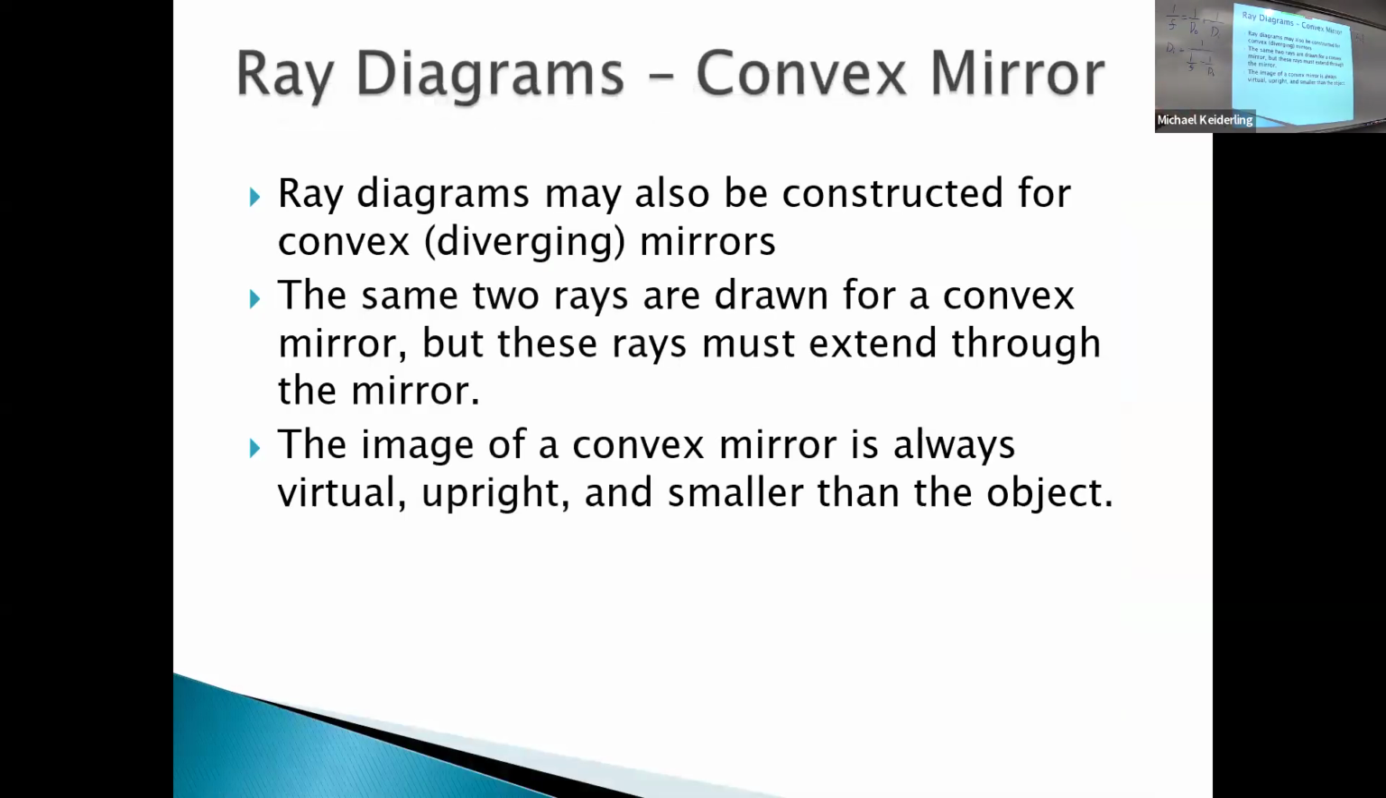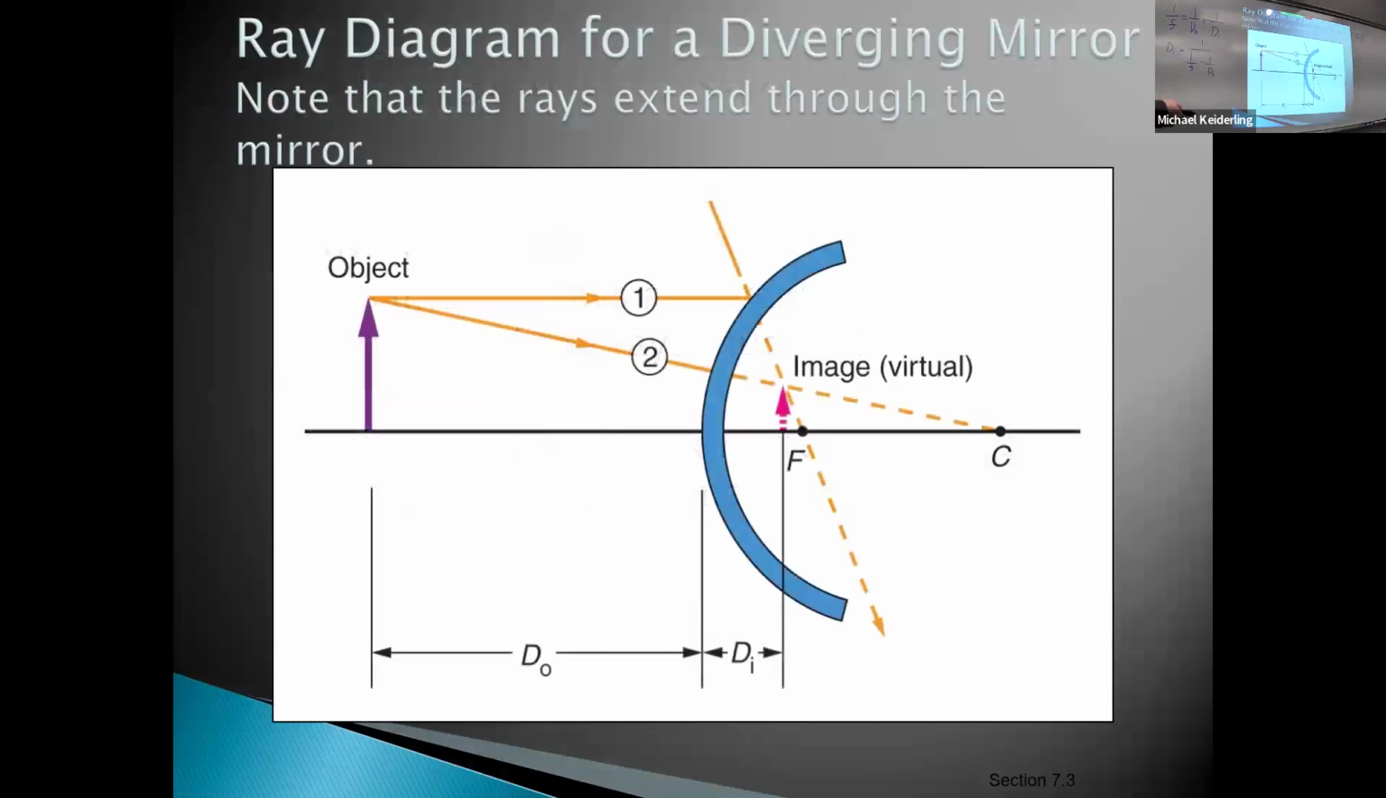So you can also construct ray diagrams for convex or diverging mirrors. Same two rays are drawn, but they have to extend through the mirror. The image in a convex mirror will always be virtual, upright, and smaller than the object. So here the image is virtual, upright, smaller than the object.